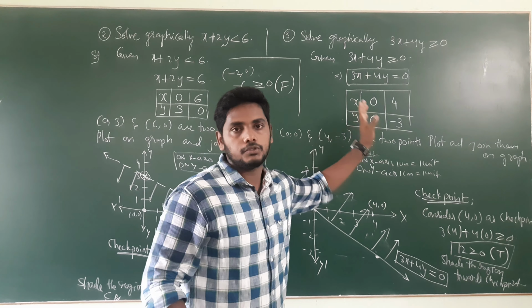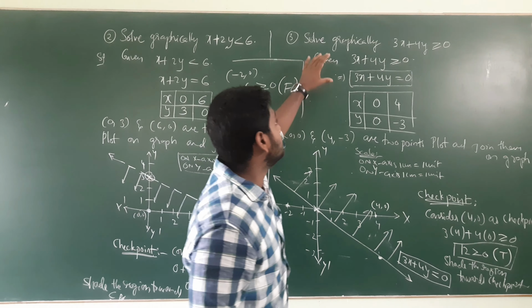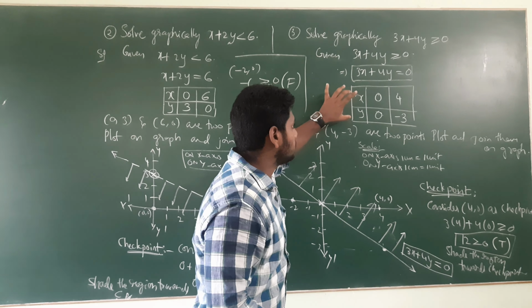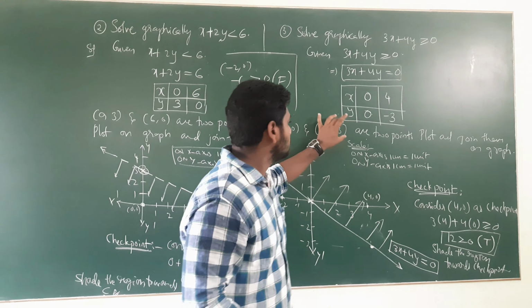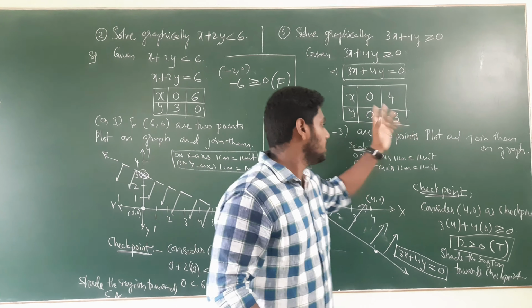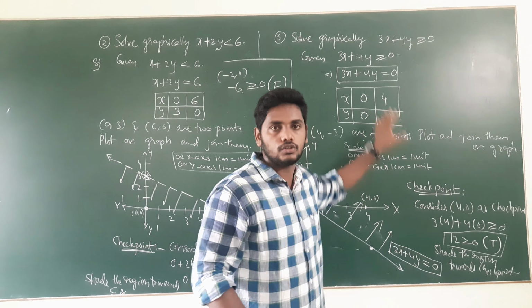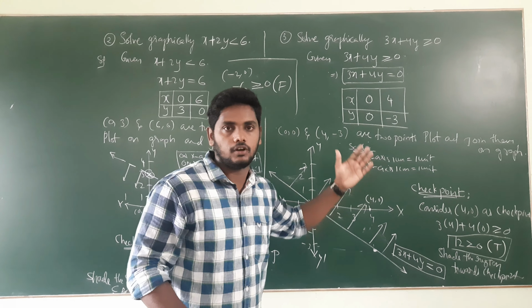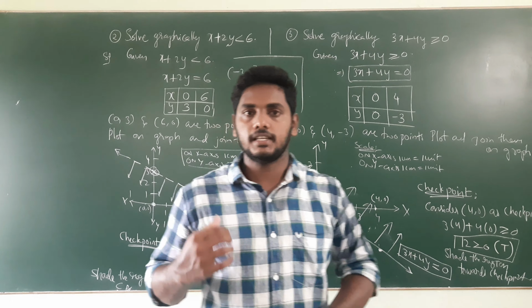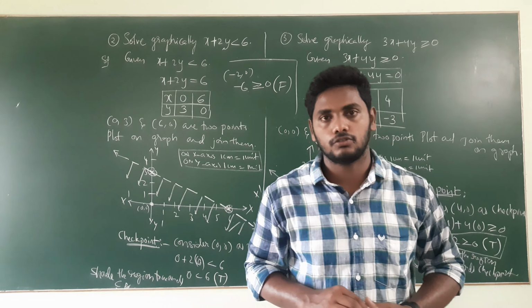When it comes to the theory part, what are the steps? First is the given inequality. After that the equation, then finding points, then considering the two points, then plotting and joining on the graph. Next is the checkpoint. All of those should be on the rule sheet, very neatly. Based on these examples, if you have any doubts, you can ask in the group.